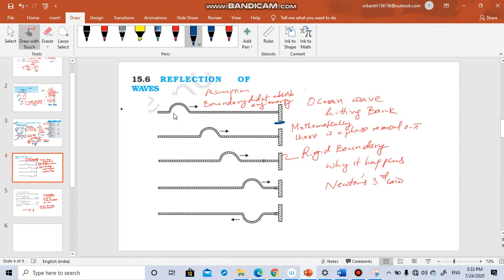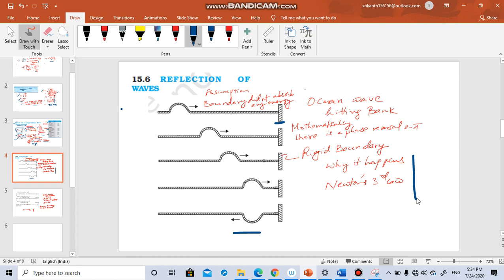So here you see the pulse is traveling, and after hitting, what is happening? The pulse is reversed. So why is it reversed? Why is the pulse going back now? The answer is in Newton's third law, action reaction.